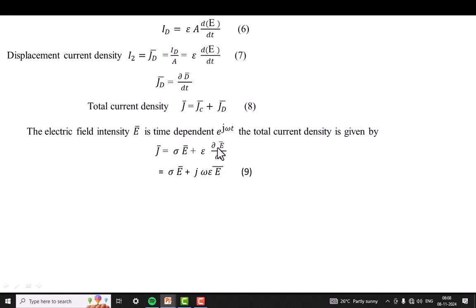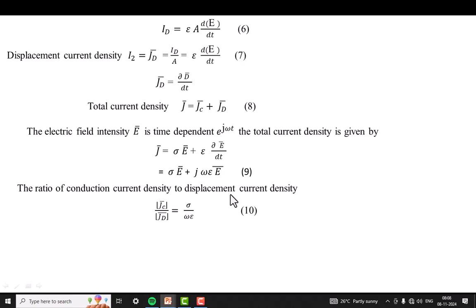In place of E bar, we can write E bar into e to the power of j omega t. If we differentiate that, we get j omega epsilon E bar. This is the total current passing through the conductor. The electric field is changing with respect to time. If we find the ratio of the magnitude of conduction current to displacement current, we get the conductivity of the conductor divided by omega into epsilon.